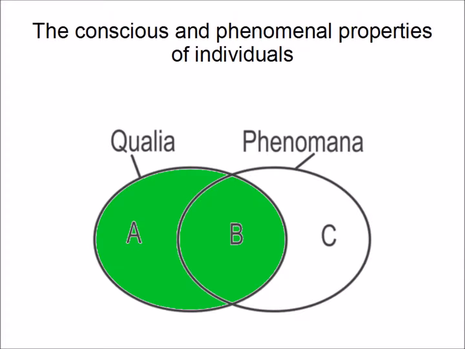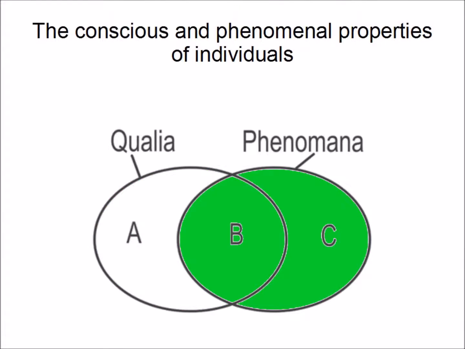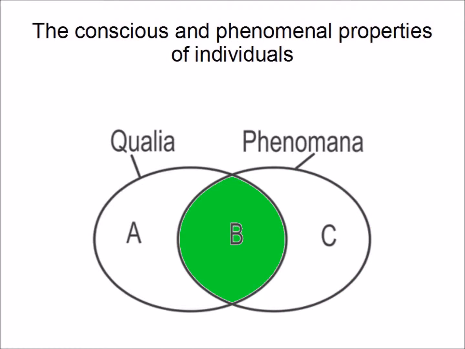The qualia oval contains the content of consciousness. The phenomena oval contains the properties of individuals that can be observed by others. Scientific inquiry can only use these phenomena as its substrate. Zone B contains qualia that are associated with phenomena.